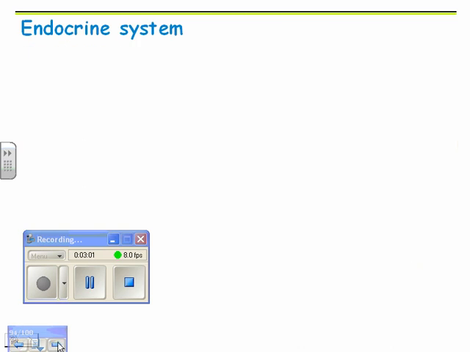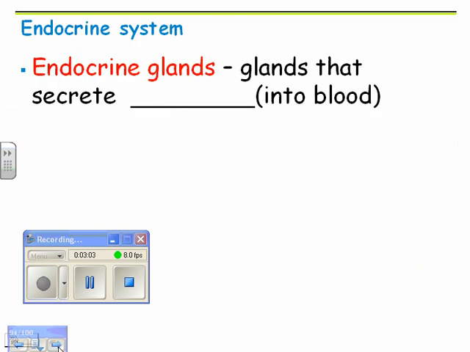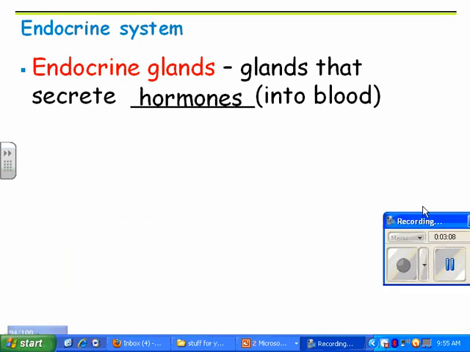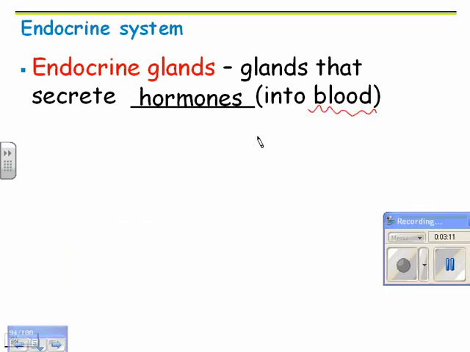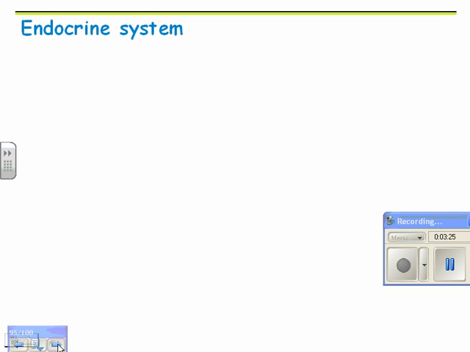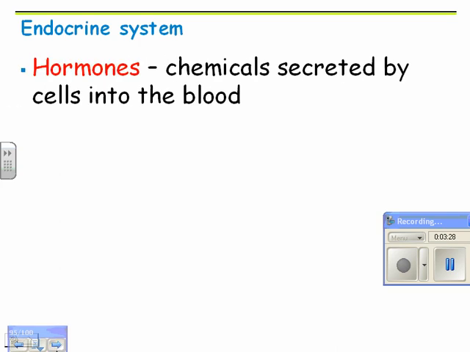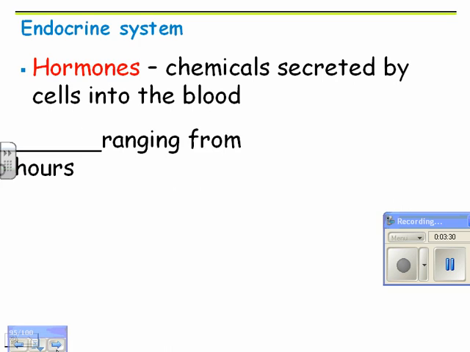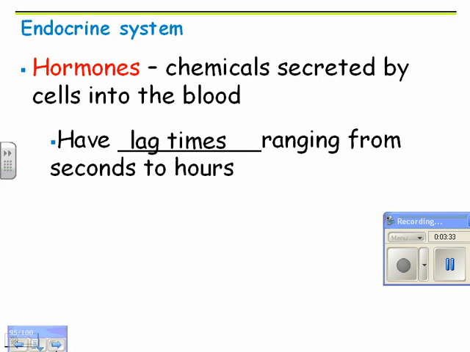There are a few basic things to know about the endocrine system. Endocrine glands are glands that secrete hormones, and the key here is that these are things released into blood. We've talked about hormones through the year, like insulin. We spent a lot of time on that, and we've talked a little bit about estrogen and testosterone. But there are various chemicals that are secreted into the blood. They go around the entire body, and then they just affect certain cells. So a hormone is a chemical secreted by cells into blood, and they have lag times ranging from seconds to hours. So they're different from neurons.